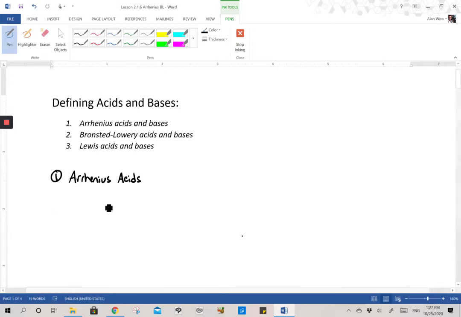So let's take a look at a common acid that we both know, our friend HCl, hydrochloric acid. When hydrochloric acid dissociates, it produces H+ ions as well as Cl- ions. All of them are aqueous. Under Arrhenius' definition of an acid, all acids produce H+ ions when dissolved in water.